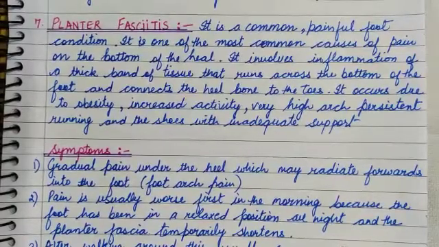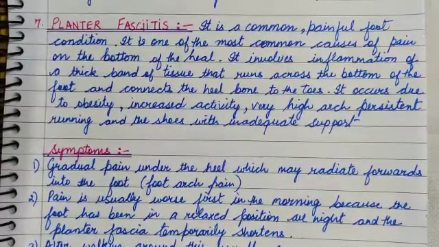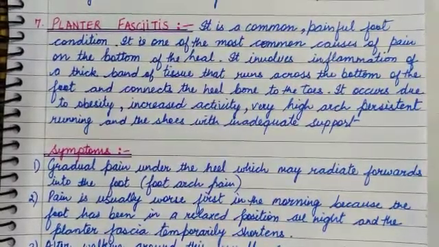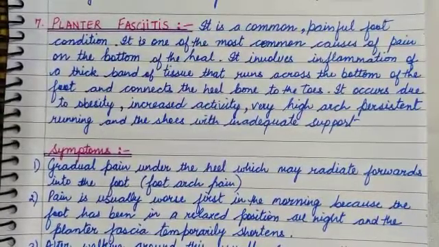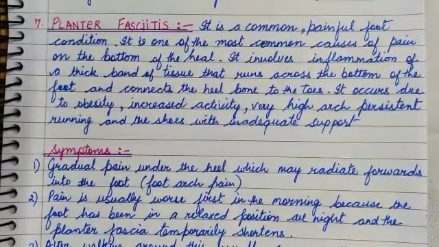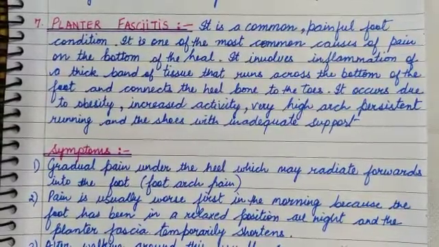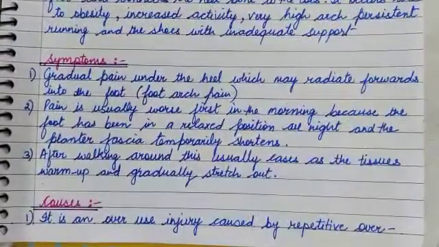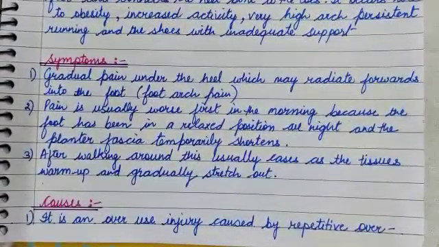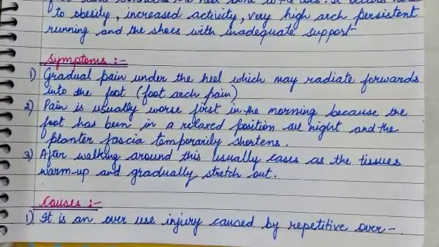Symptoms. Point number 1, gradual pain under the heel which may radiate forwards into the foot. Point number 2, pain is usually worse first in the morning because the foot has been in a relaxed position all night and the plantar fascia temporarily shortens. Point number 3, after walking around this usually eases as the tissues warm up and gradually stretch out.